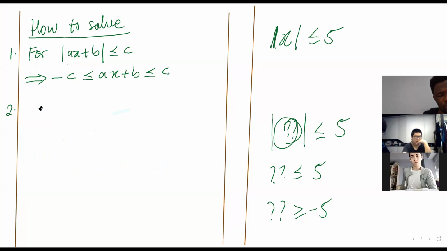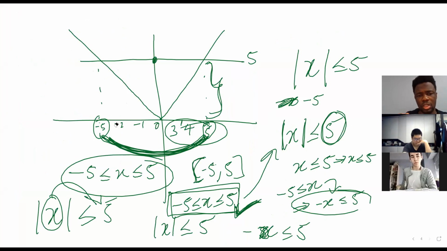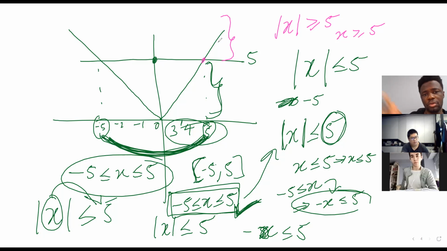So let's look at the graph when it is greater than 5. We are talking about the region above. Do you agree? Yeah. So if the absolute value of x is greater than or equal to 5, it means x is greater than or equal to 5. That is from here above, right? And also when x is less than or equal to minus 5. Can you see that?